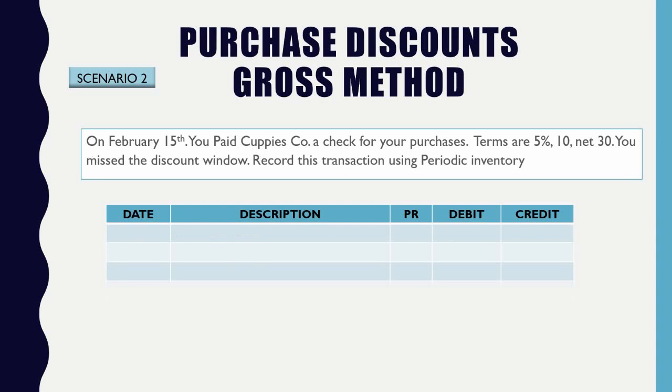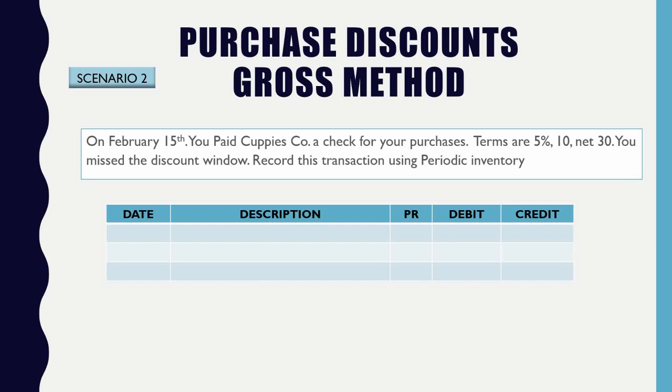But then let's talk about scenario 2. What if instead of February 9, you paid for it, let's say fast forward, on February 15, and you decided to pay Cuppy's Co. for the purchases? Terms, once again, were 5%, 10, net 30. And now we need to be able to record this transaction. In this case, I was only given 10 days to pay in order to get the discounts. That was my discount period.